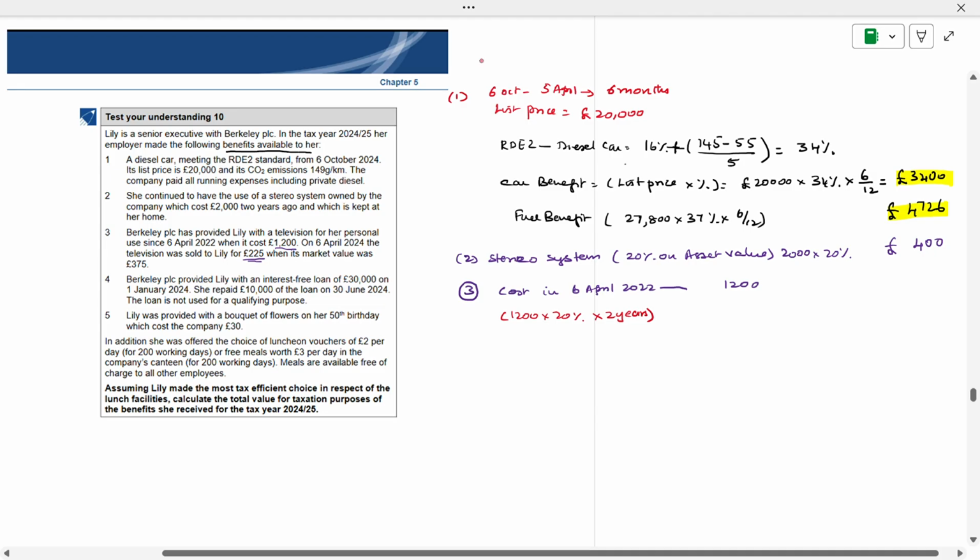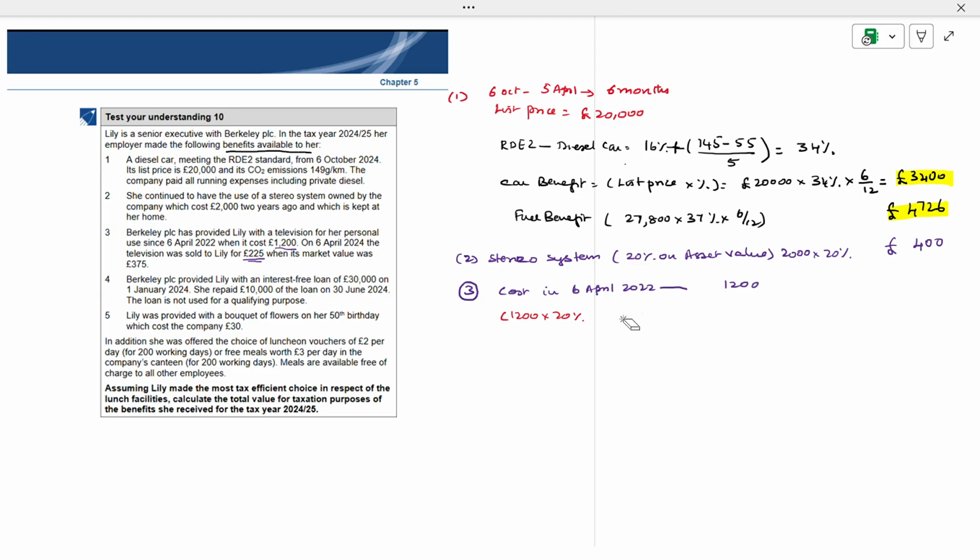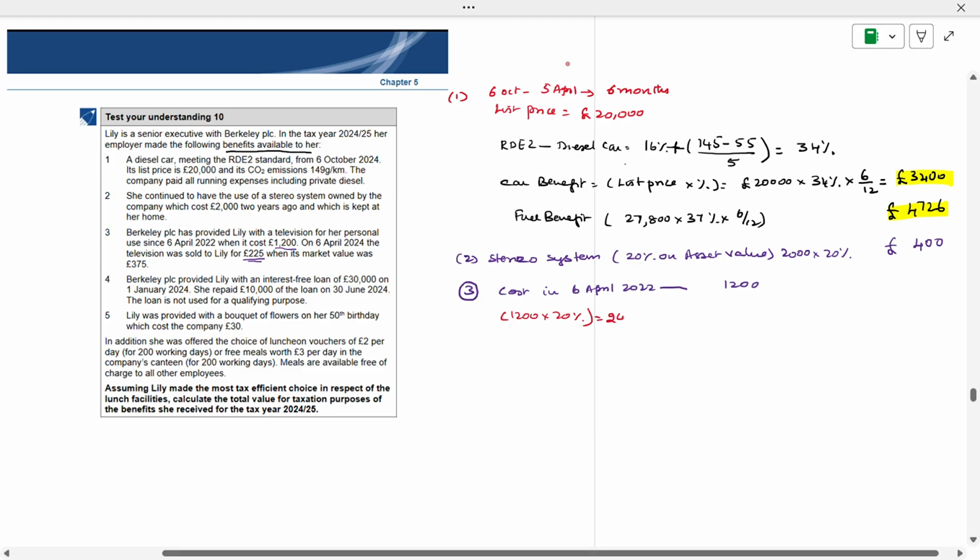We make it very clear. 1,200 times 20% comes to 240. But what happened? They have sold it for 225. 240 times 2 years comes to 480.